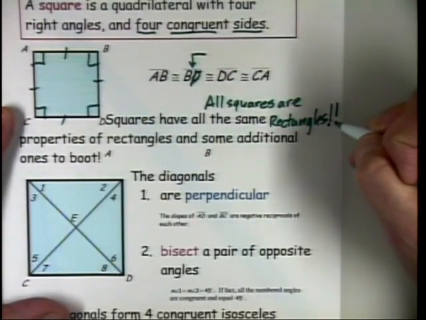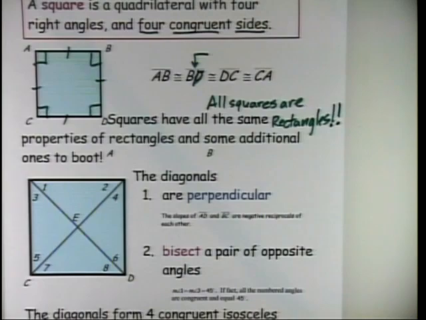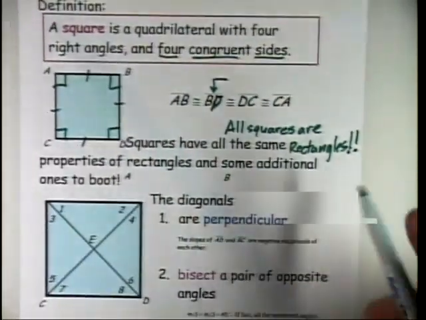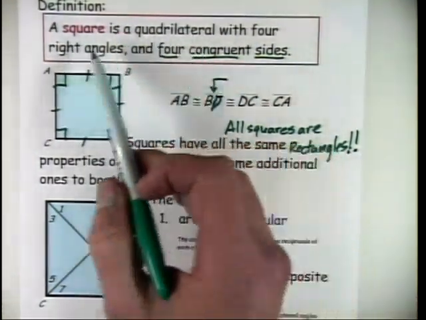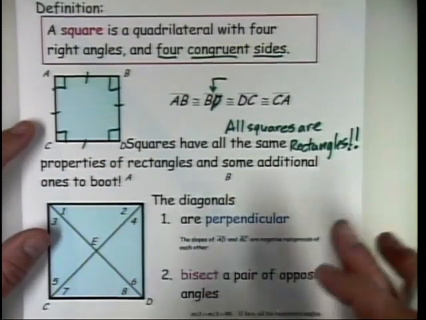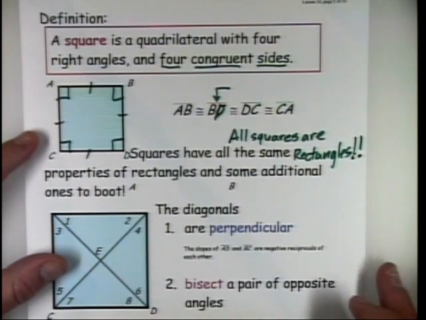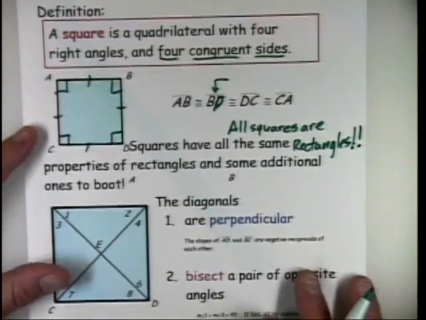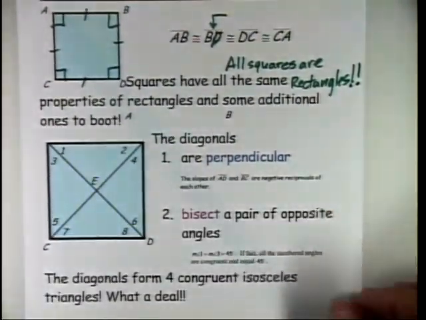That's pretty exciting information. Now, not all rectangles are squares, but every single square is a rectangle, because remember, the rectangle just said it has to be a quadrilateral with 4 right angles. Well, a square definitely fits that description, but the square has some additional information as well. So all squares are rectangles. All right, now here's the additional properties that squares have.